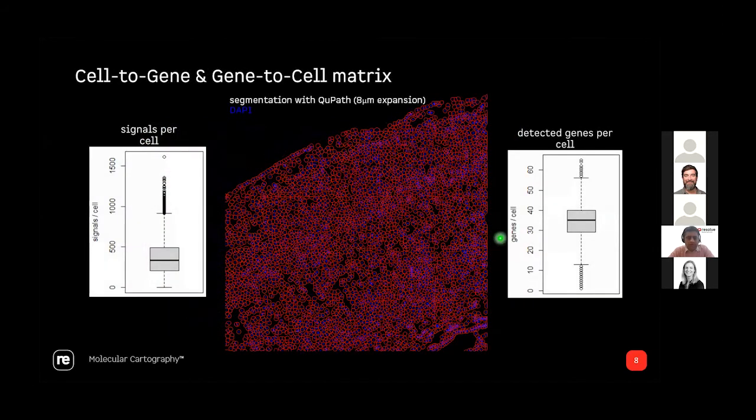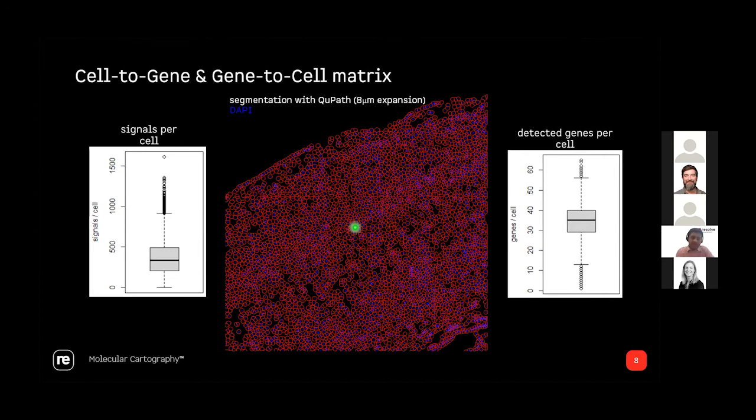Now, what we have done here is use DAPI as a proxy for cell segmentation. Of course, cell segmentation is a vast topic, and we are not going to touch upon that here, but we can discuss that in the panel discussion. What we have done here is we took each DAPI as a proxy, and we drew boundaries 8 microns around the periphery of each DAPI signal. And we used QPath to do so. We have segmented here about several thousand cells. And then essentially what you get is a cell by gene matrix and gene to cell matrix.